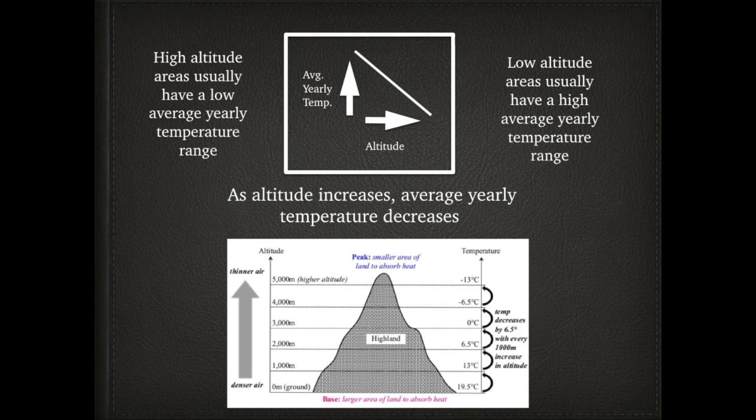But as I increase altitude, the line slowly goes down, showing that as I increase altitude, it gets colder and colder. So this is more common sense. At the bottom of the mountain, it's going to be warmer. At the top of the mountain, increasing altitude, it will be colder.